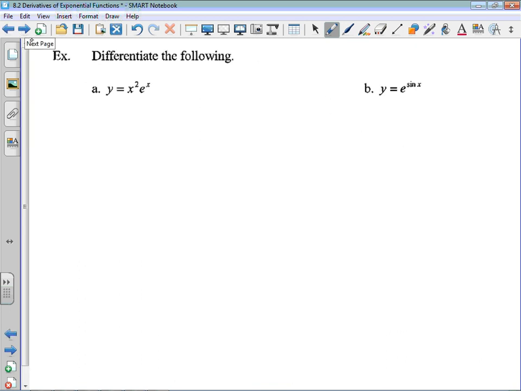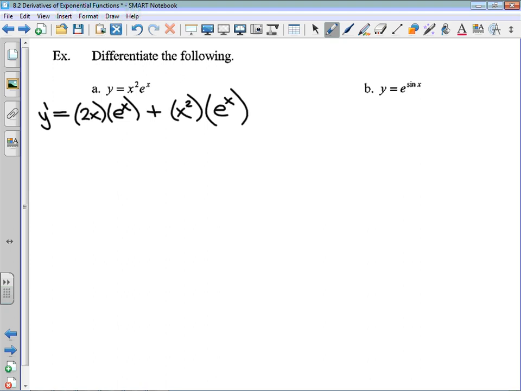So they are just asking us to differentiate. That's finding y prime or take the derivative. This first function is a product rule. The derivative of the first function, which is x squared, is going to be 2x. That's multiplied onto e to the power of x plus the first function. And then here we multiply by the derivative of e to the x, which is e to the x. And we get our function there.